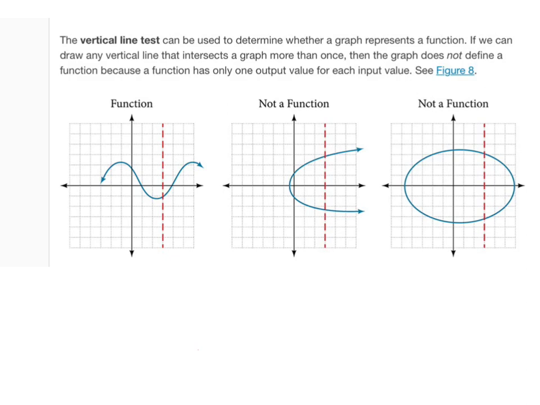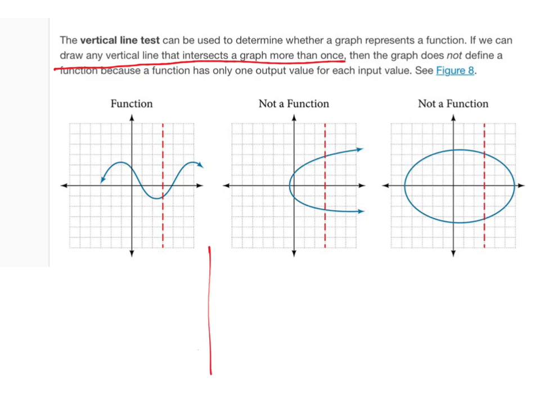If I try to draw any old line on this function, I'm not able to tell whether or not it's a function. The vertical line test is used because if you can draw any vertical line that intersects a graph more than once in any place, the graph is not a function. Okay? Anytime a vertical line would intersect more than once.